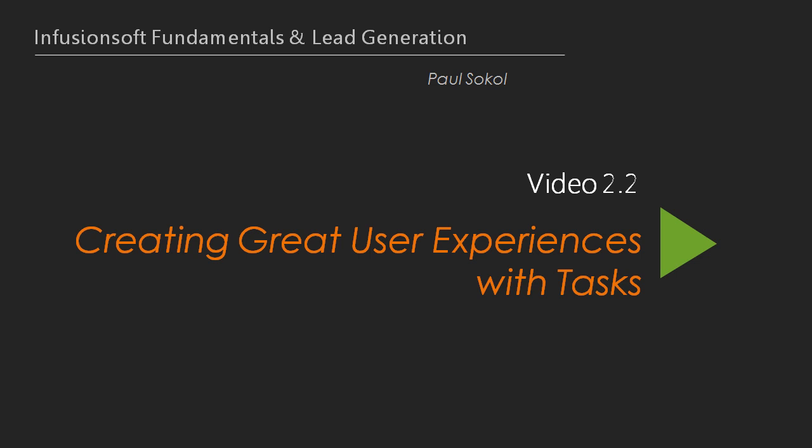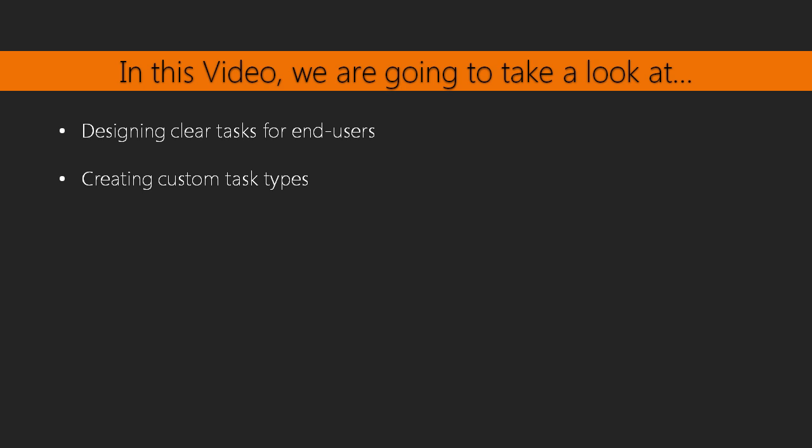A task is a key tactic in the human-machine interaction within Infusionsoft. When the automation cannot go any further and needs human intervention, empowering the end user to quickly take action and tell the automation machine to continue is a key skill towards designing productive, automated experiences. In this video, we're going to take a look at designing clear tasks for end users and creating custom task types.